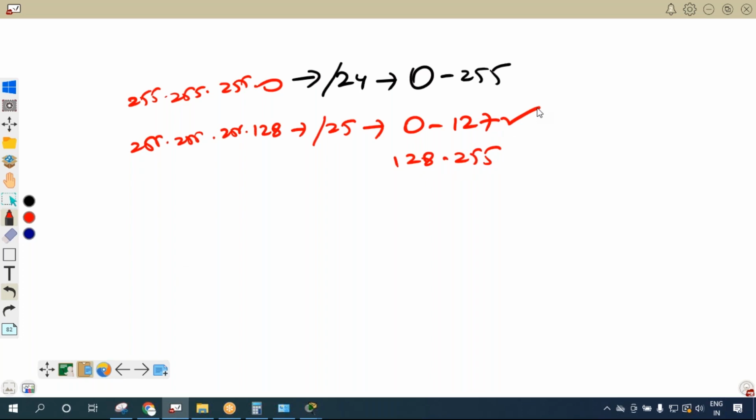Are you understanding? The next one is optional. It can be calculated: 128 plus 127, you will get 255. This is known as mastery, because subnetting answers are fixed. Now, with the logic I'm going to give you, what if you see 255.255.255.192, /26? What will be the answer?